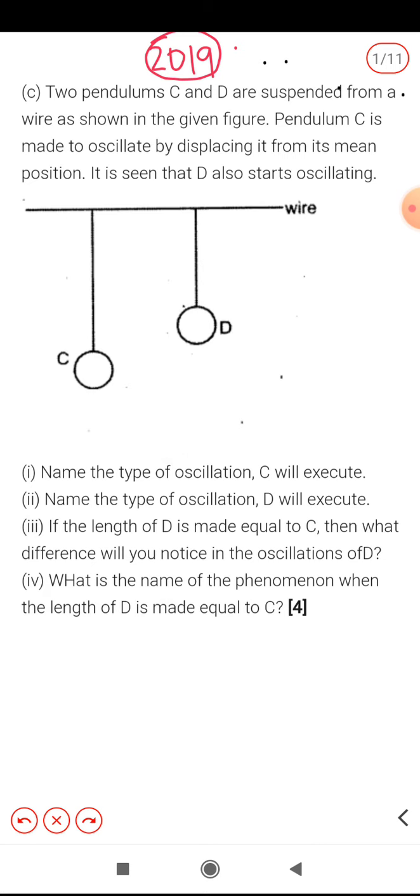So, let us check this question. Two pendulums C and D are suspended from a wire as shown in the figure. Pendulum C is made to oscillate by displacing it from the mean position. Obviously, it is seen that D also starts oscillating, so energy gets transferred to pendulum D. Now, name the type of oscillation D will execute. It will perform forced oscillation or forced vibration.